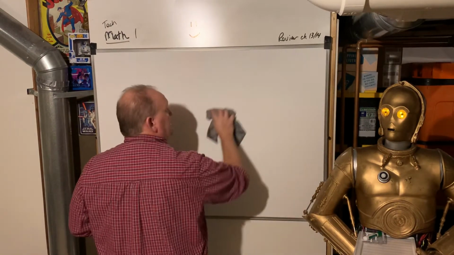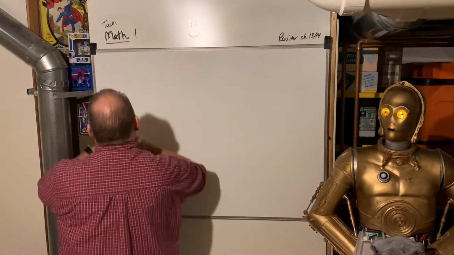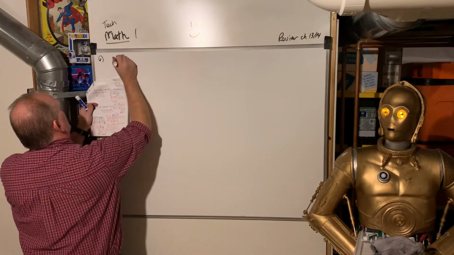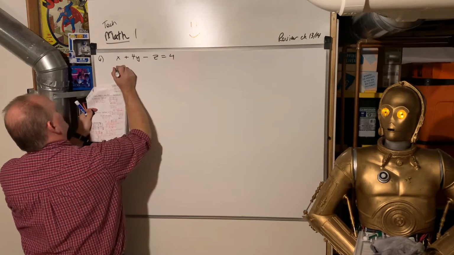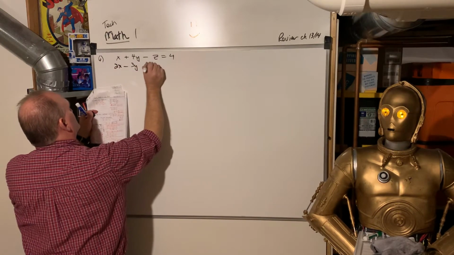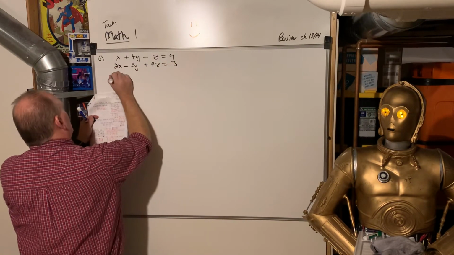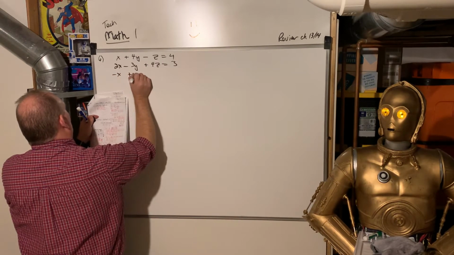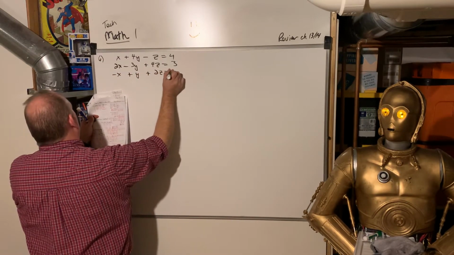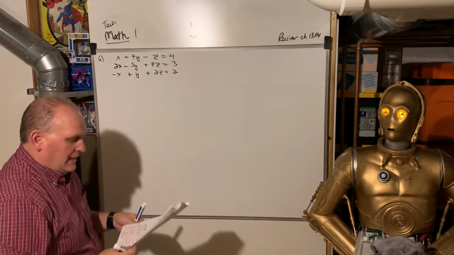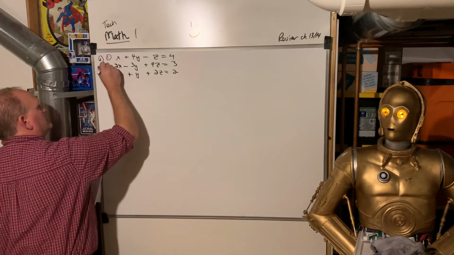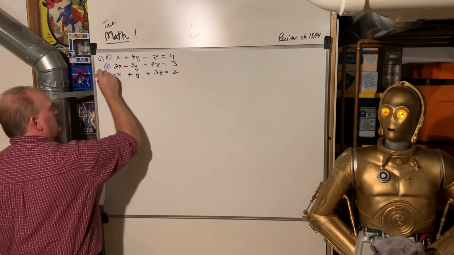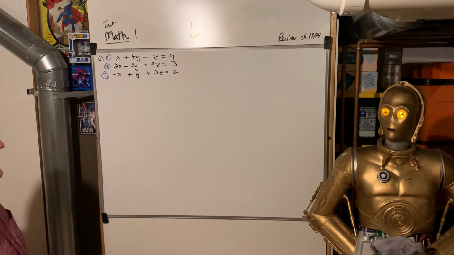So here, let me show you how we're going to do this one. x plus 4y minus z equals 4. 2x minus 3y plus 4z equals 3. Negative x plus y plus 2z equals 2. So what I want to do, I'm going to label these. I'm going to call this circle 1, I'm going to call this circle 2, I'm going to call this circle 3, all right?